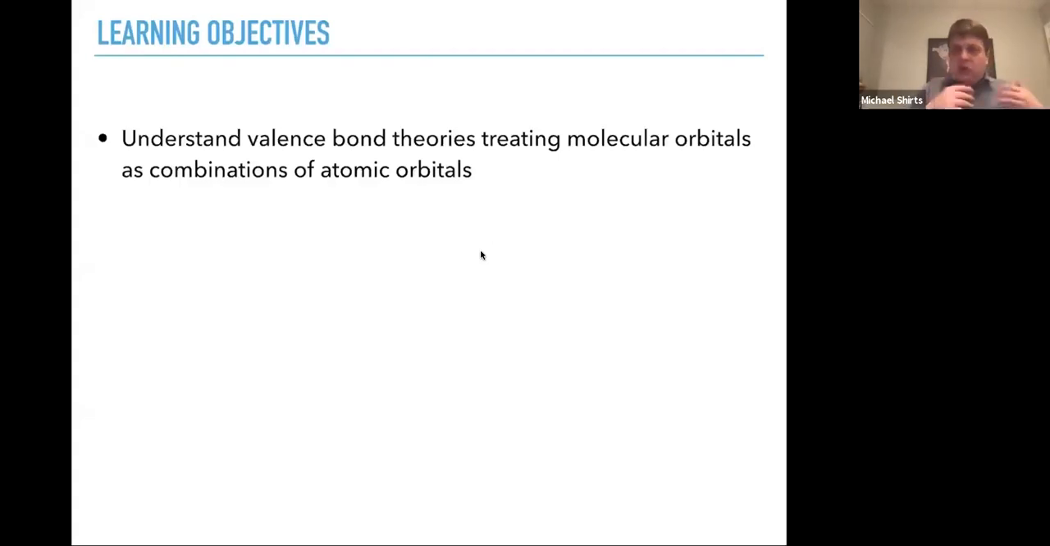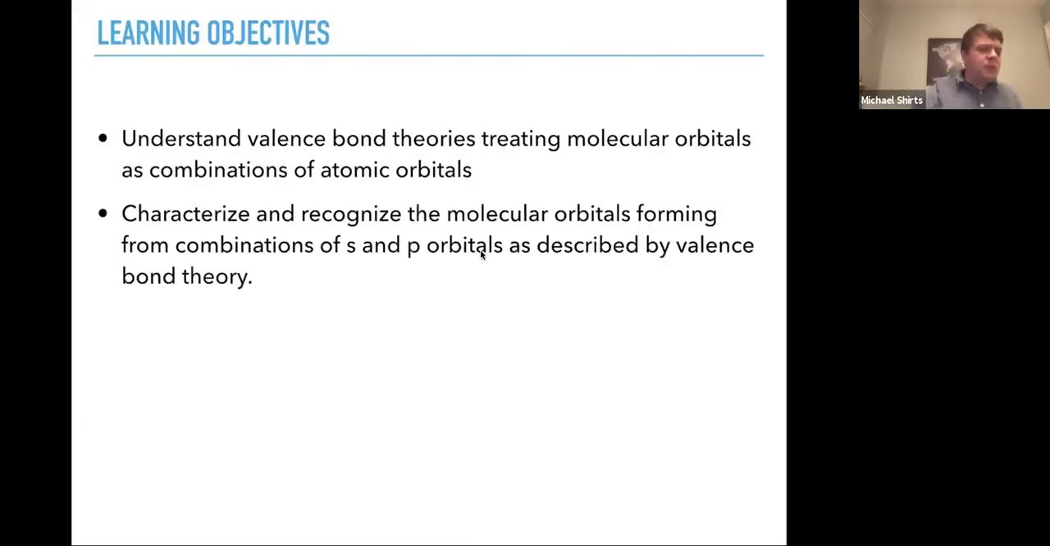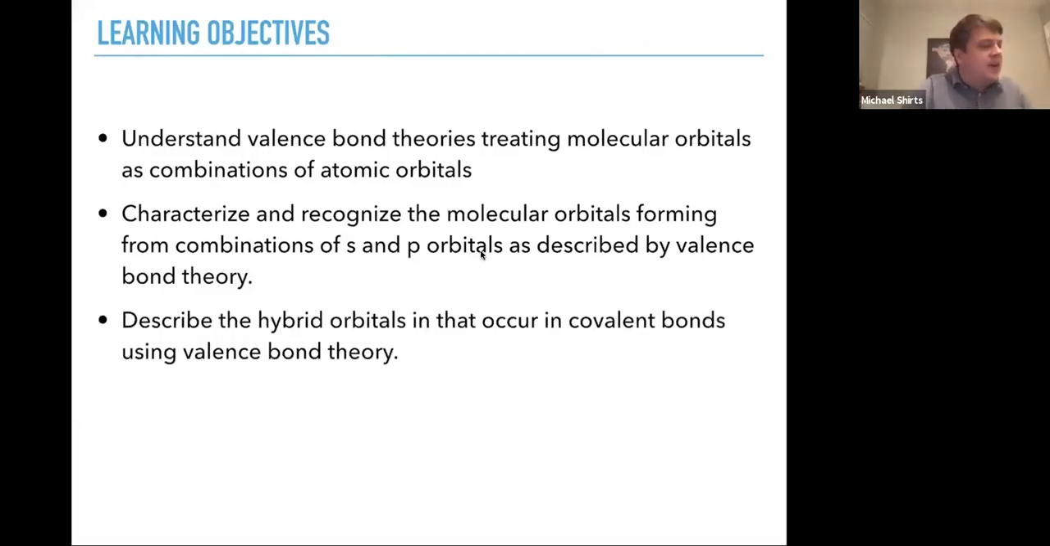So the goal for this lecture is to understand valence bond theory, which treats molecular orbitals as combinations of atomic orbitals. We're going to characterize and recognize the molecular orbitals formed from combinations of s and p orbitals as described by valence bond theory, and describe the hybrid orbitals that occur in covalent bonds using valence bond theory.